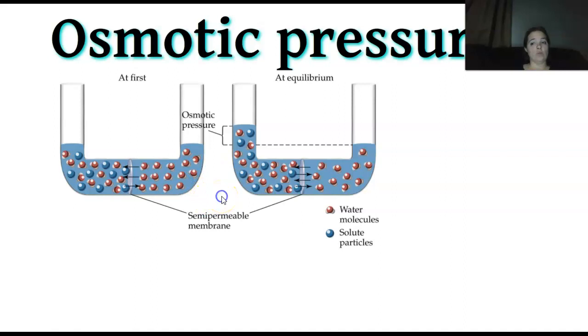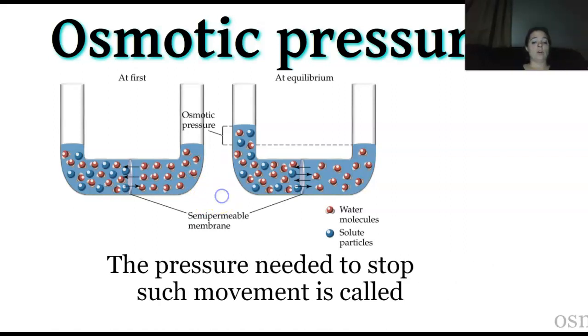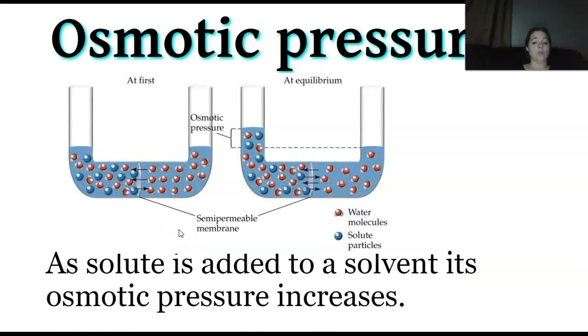Again, we're not really going to look too much into it. Just know that the pressure needs to stop. Such movement is called osmotic pressure. It's the pressure needed to stop the movement going across a membrane. All right? As a solute is added to a solvent, its osmotic pressure increases.